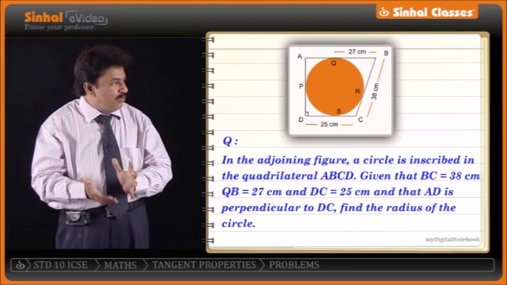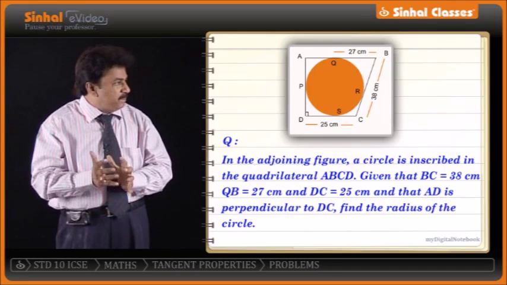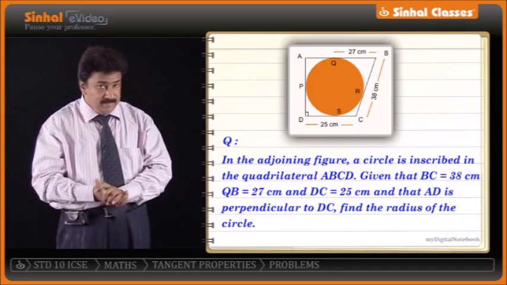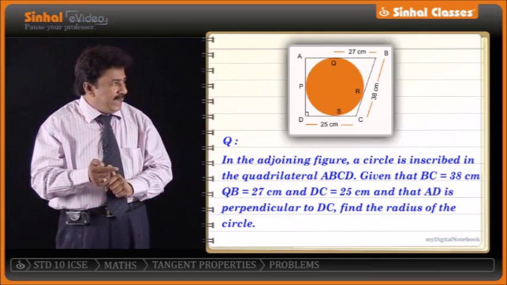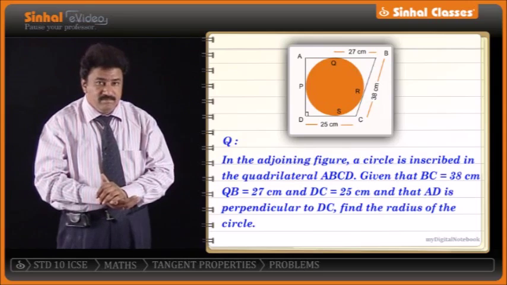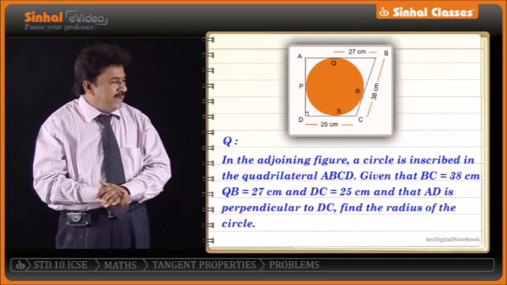And DC is 25 centimeter. And AD is perpendicular to DC. That means I get angle D is equal to 90 degree. This is all the information given to you. What you have to find? Find the radius of the circle.